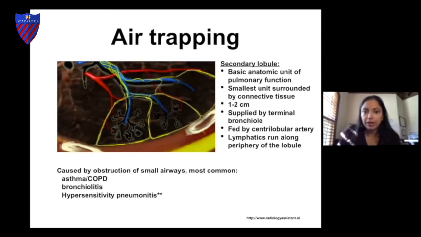Air trapping is basically caused when the interstitial lung disease, or the problem the patient's having, is primarily focused on small airways. It's commonly seen in things like asthma and COPD, but when it's severe, we worry about a component of bronchiolitis and hypersensitivity pneumonitis, which we talked about just a second ago.